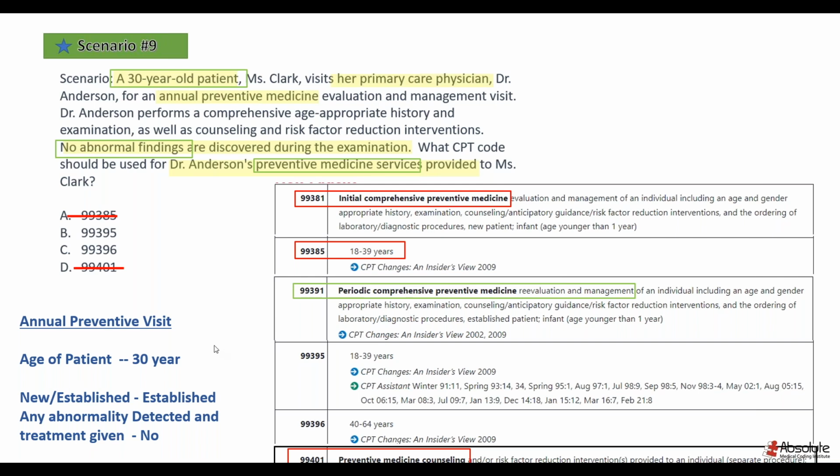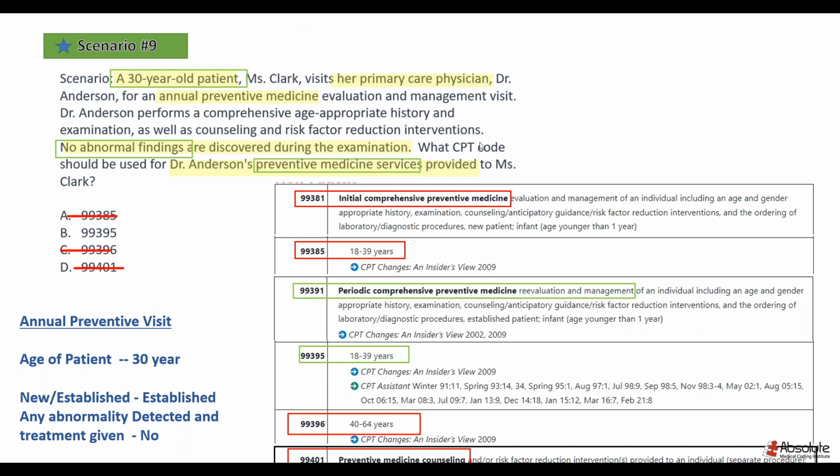Yes. So 99396 is coding for a periodic comprehensive preventive reevaluation and management for the age category between 40 to 64 years, and the patient, as you all said, is too young. So option C is also incorrect, and the correct answer is option B, that is a periodic comprehensive preventive medicine, 18 to 39 years old.